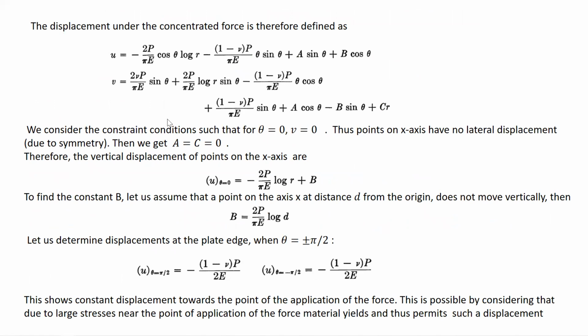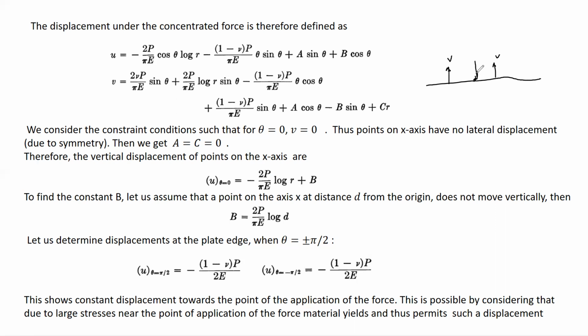We can get those constants A, B, C by looking into the boundary condition. The boundary condition on the top surface, because of symmetry, on the top surface here, because of symmetry, I should have no displacement V in this direction.